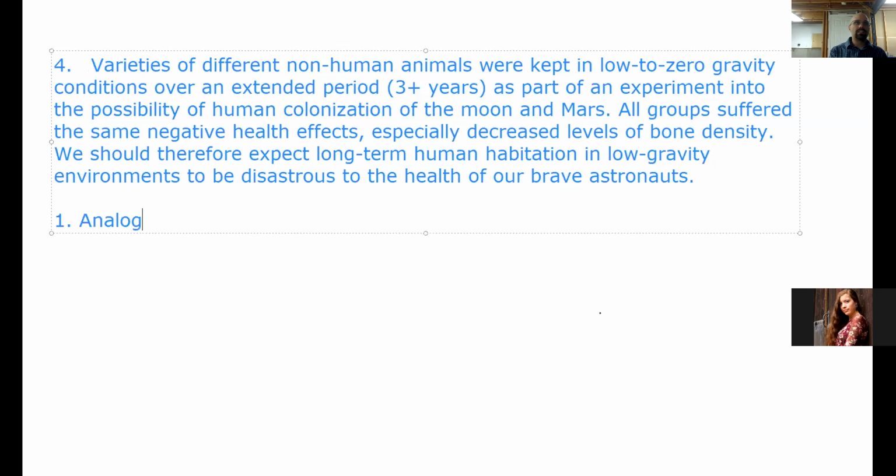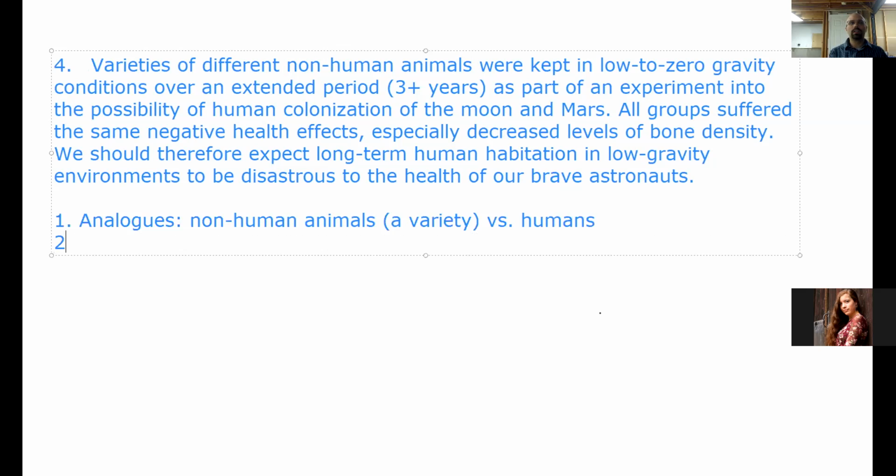All right, so what are the analogs? Non-human animals, a variety of them, versus humans. The two answers that I saw that I think work reasonably well, some people argued this was a good analogy. Other people said they needed more information. And I think you could plausibly say either in this case. I thought either made a certain sort of sense. So I'll start with the needing more information first. If you felt you needed more information, what more information would you need?